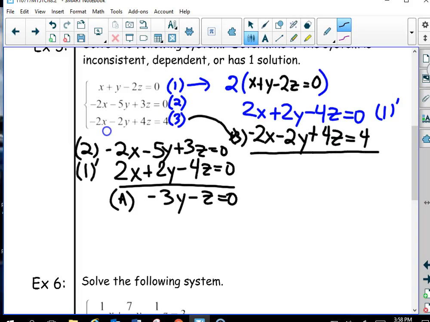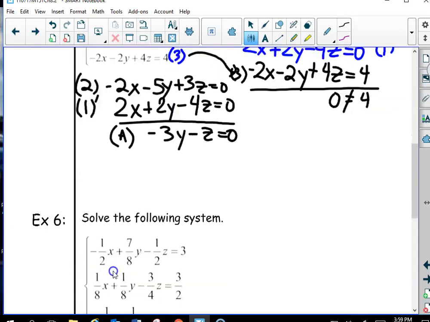Okay, when I do this, and I probably should have done this first, here's what happens. I get 0x, 0y, 0z equals 4. Okay, that is not true, so that means this is an inconsistent system. There's no solution. It turns out these are parallel planes.